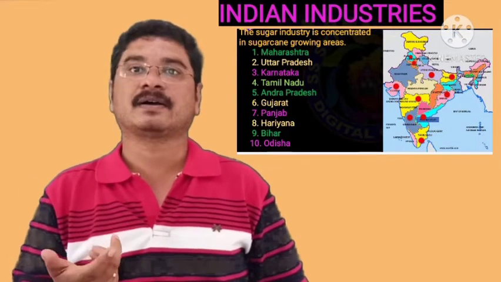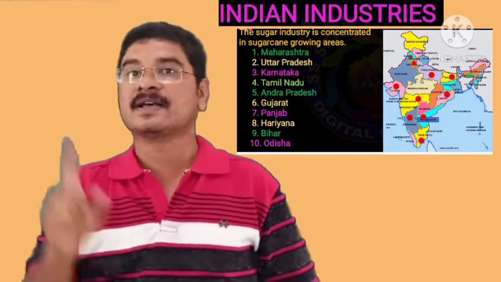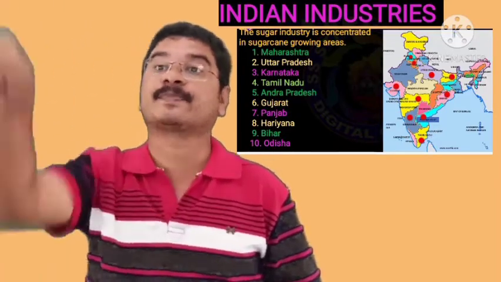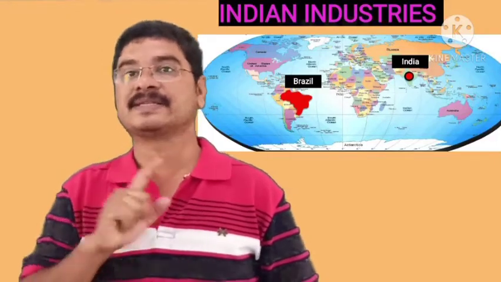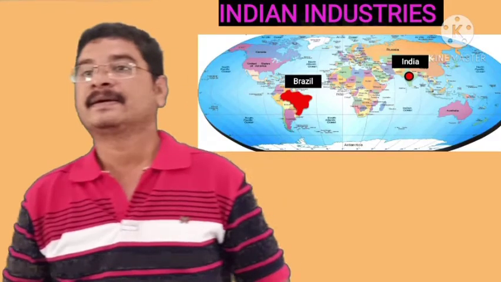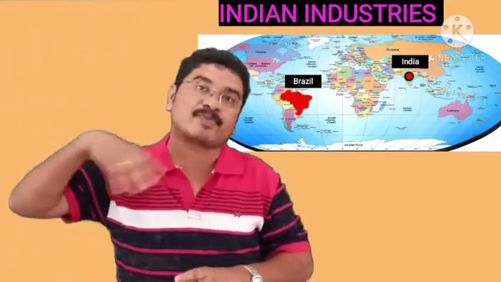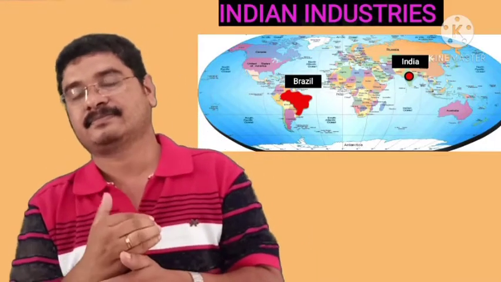More of the sugar can be produced by India. India is the second largest producer of sugar in the world. The first is Brazil. Right? What are the byproducts of the sugar industries? The first one is sugar, okay. It is the product. That is the byproduct.